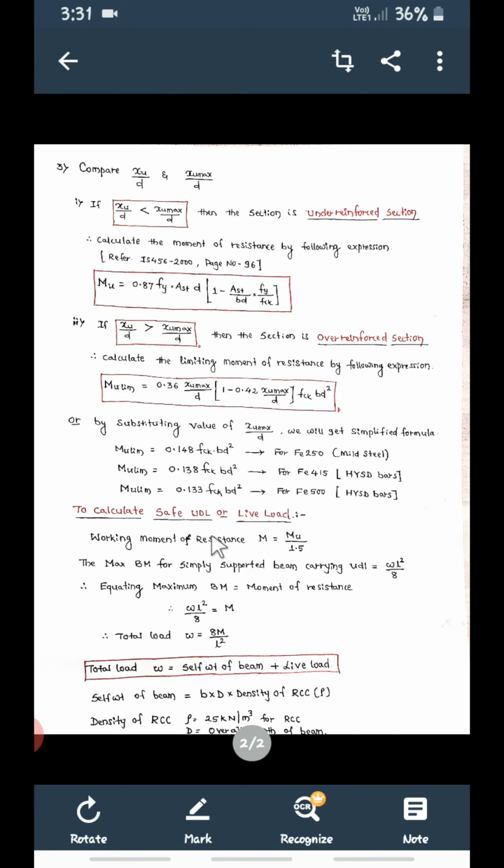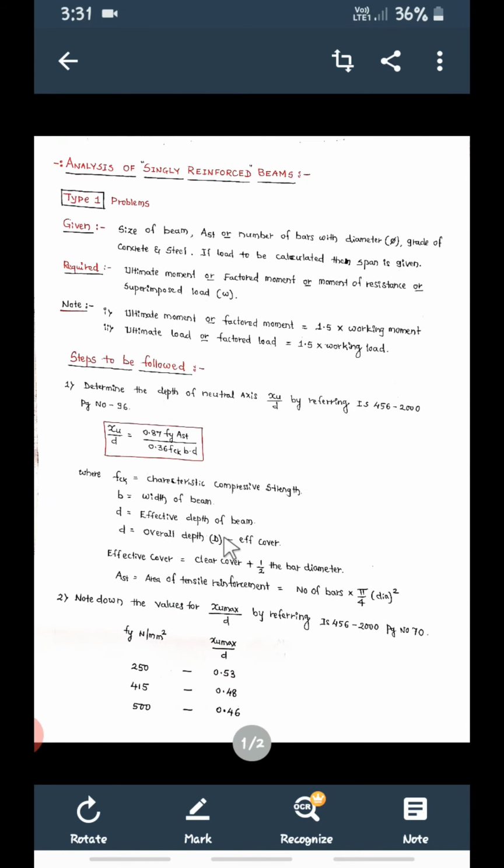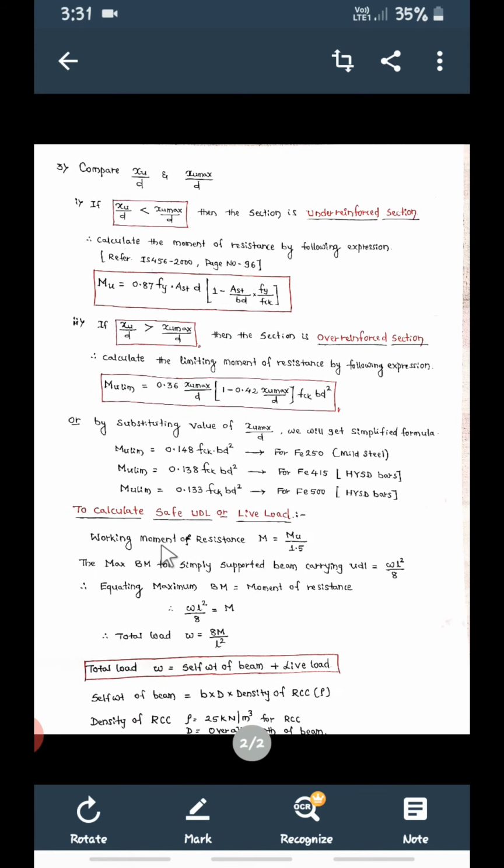In the previous case we have seen, note down, the ultimate moment Mu is equal to 1.5 into M. Now I want M, so M is equal to Mu divided by 1.5. So the working moment of resistance is M, equal to Mu divided by 1.5. Now this is the working moment of resistance, the moment of resistance given by the beam section.